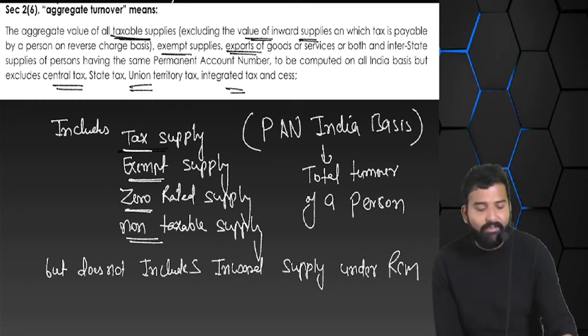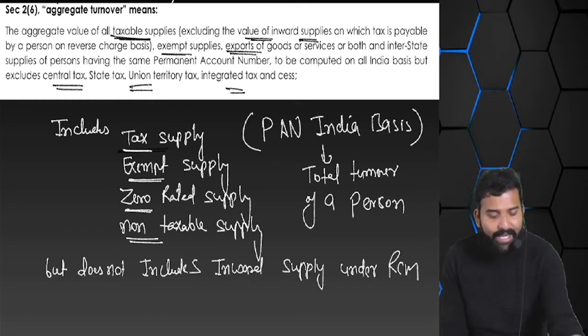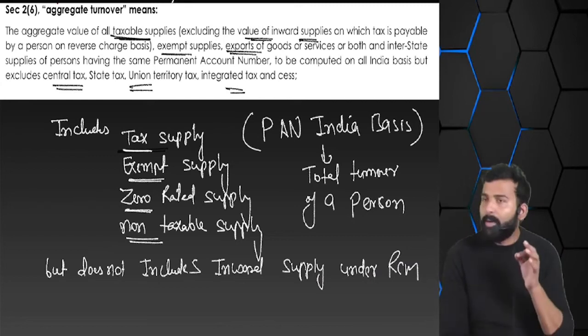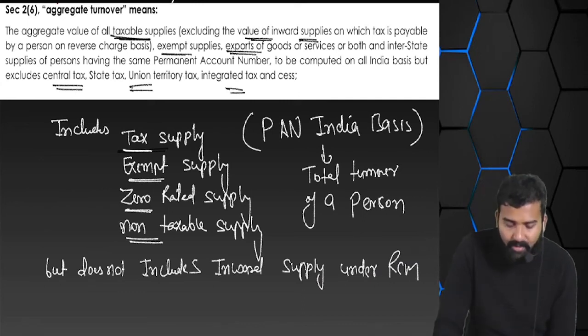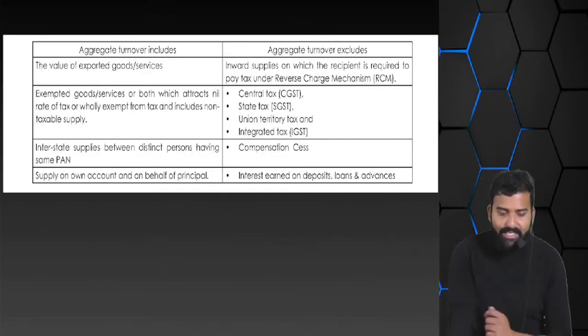We are basically covering sales. It is not my sales. It is basically our purchases, and therefore it should not be included while we are talking about turnover. So in turnover, this supply will not be included. Very nice.